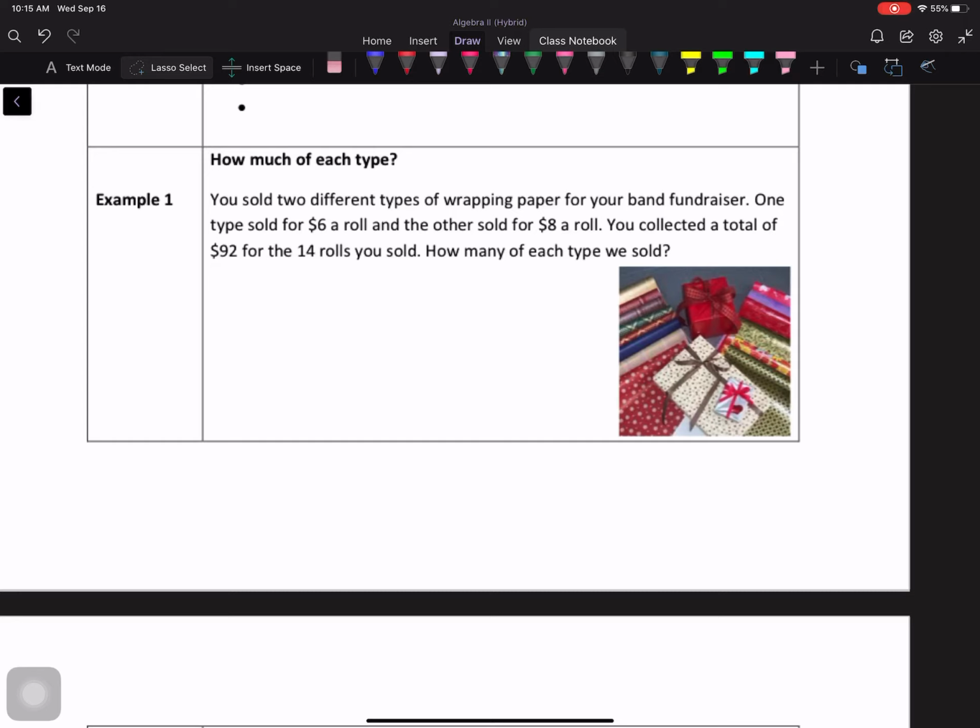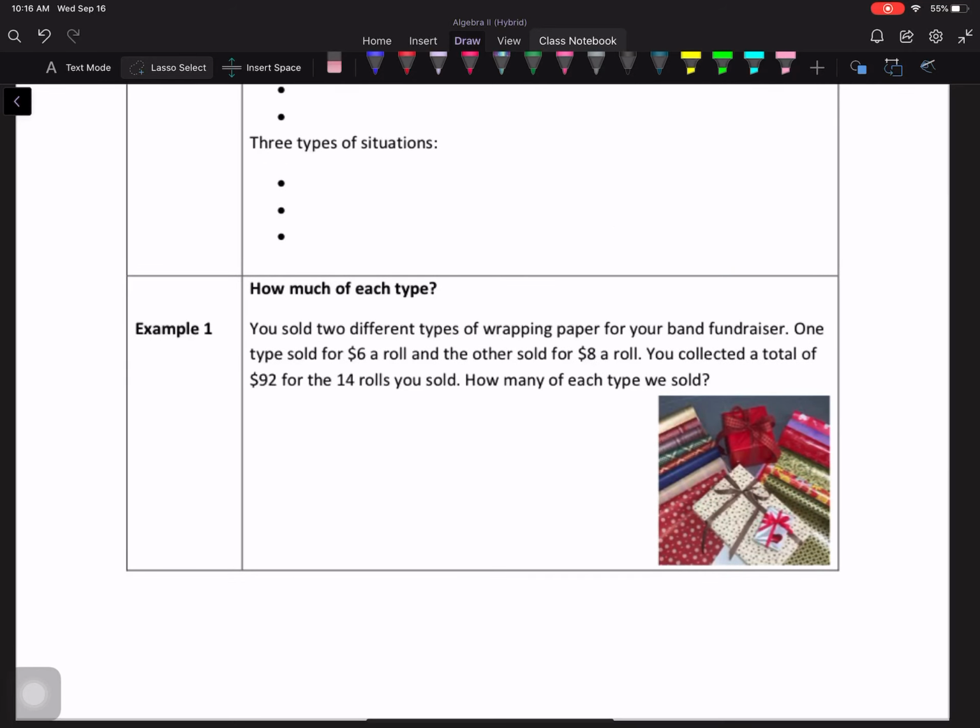So you sold two different types of wrapping paper for your band fundraiser. One type sold for $6 a roll, the other sold for $8. You collected a total of $92 for the 14 rolls you sold. How many of each type we sold? Gotta love a good old English grammatical mistake here. How many of each type were sold? Fix that if you really want.